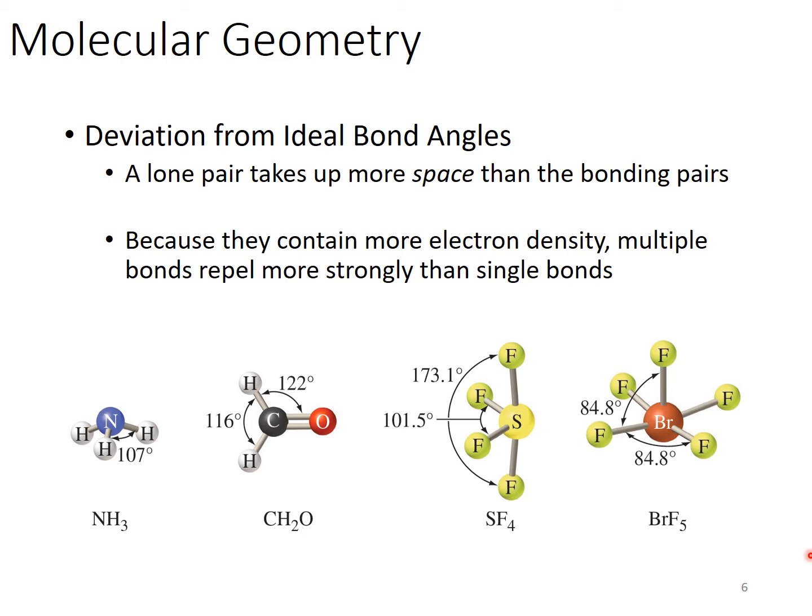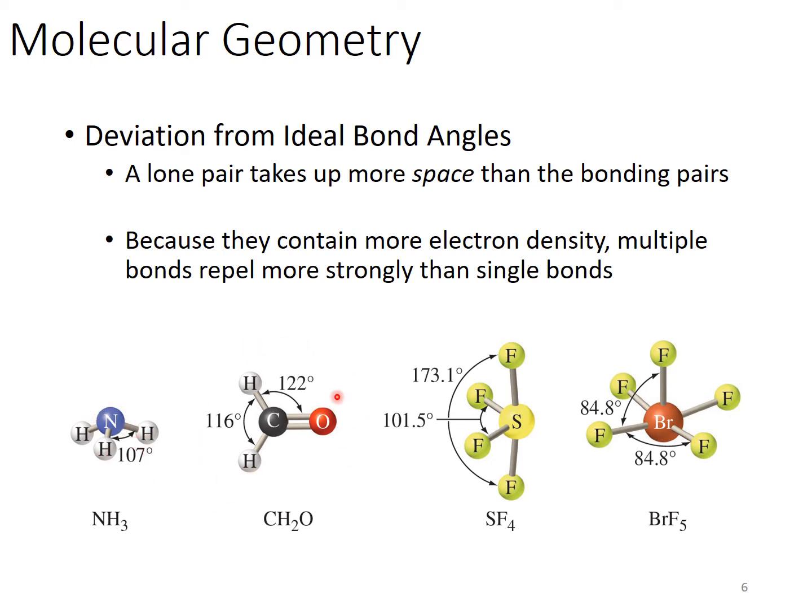So even multiple bonds, if you have a double bond or a triple bond, will repel other electrons more strongly as well. So you can see some deviation. Here's ammonia, NH3. There's a lone pair right here, and this lone pair takes up a little bit more space. So ideally, this was a 109.5 degree bond angle, but actually these bonds are pushed a little bit closer together, down to about 107 degrees, just because this lone pair is pushing these bonds down a little more than what would otherwise have been the case.